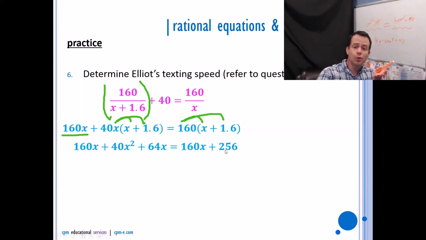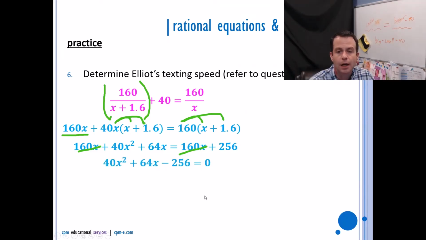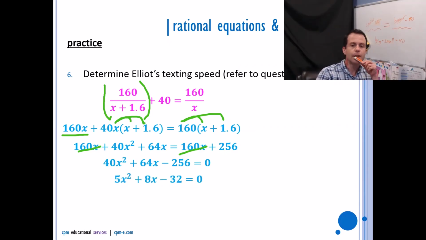So now I have an x squared and an x and a number, which means I have a quadratic that I'm going to need to solve. Bring everything over to one side. My 160x's can just go away because they're the same thing on either side. So I'm looking at 40x squared plus 64x and I'll minus that 256 so that it's on the left to join the others. I can reduce that, divide everything by 8. And I'm looking at 5x squared plus 8x minus 32. Now I've got to solve that.